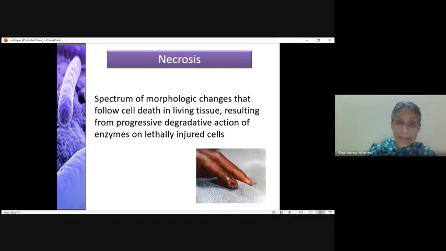Now let's look at necrosis. Necrosis is very, very important, a very common feature, it's the basis of pathology. Necrosis is a spectrum of morphological changes that follow cell death in a living tissue. Necrosis cannot happen in a dead tissue. So if there is cell death within a living tissue, that is known as necrosis. And why does it happen? What effects are you going to see? We'll just go over them.